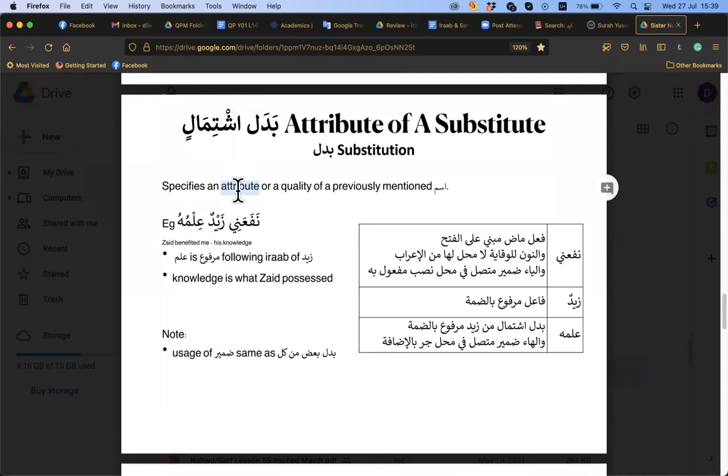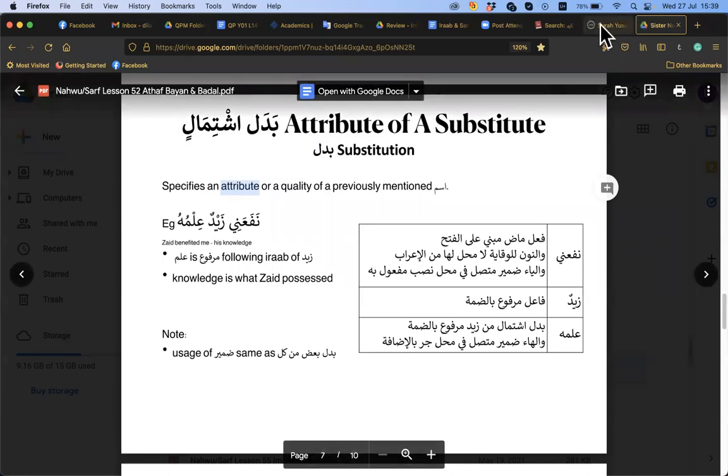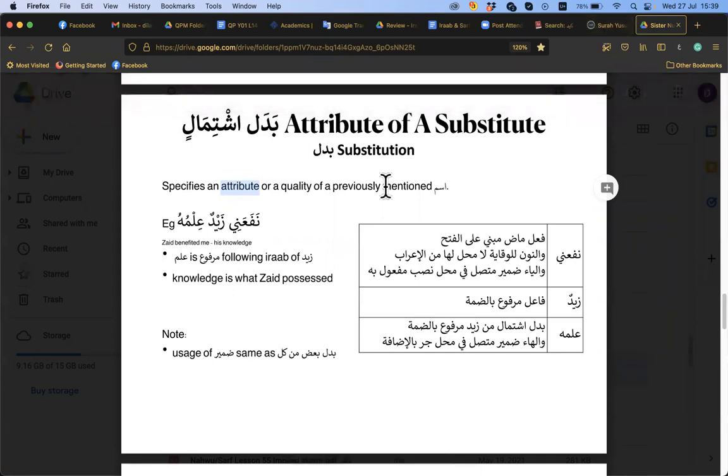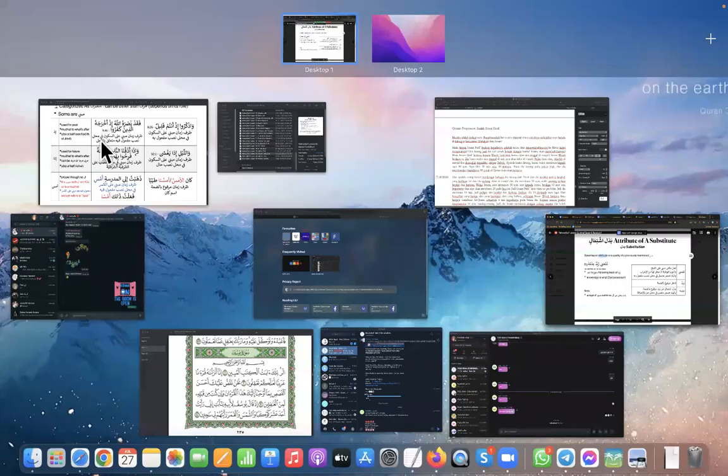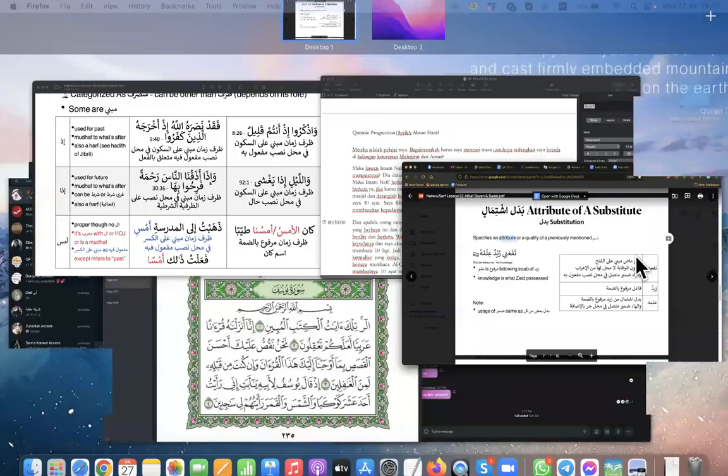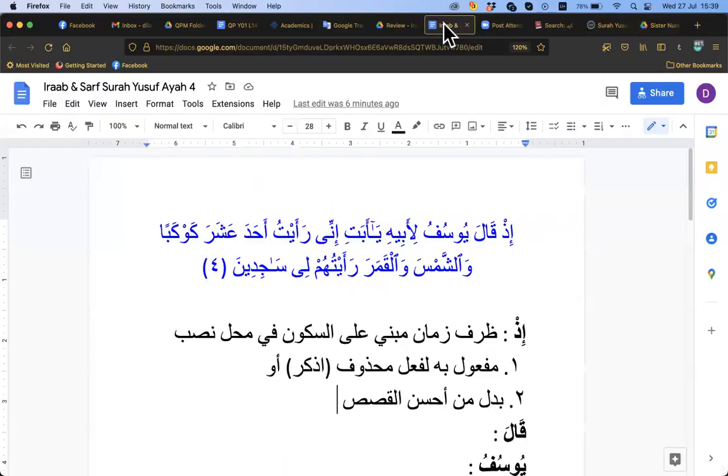In the example from family 4, it seems like badal kul is also like badal ba'd, because they say some of it, one of the best stories. So it's badal ba'd, I think so also. Okay, inshallah.